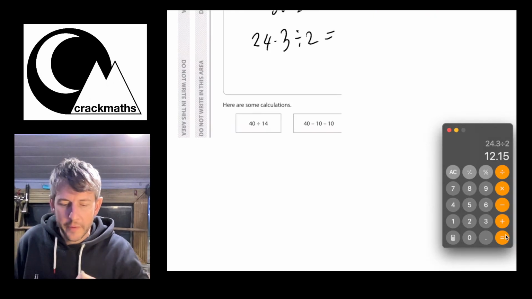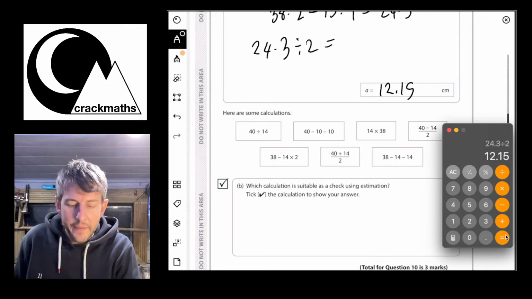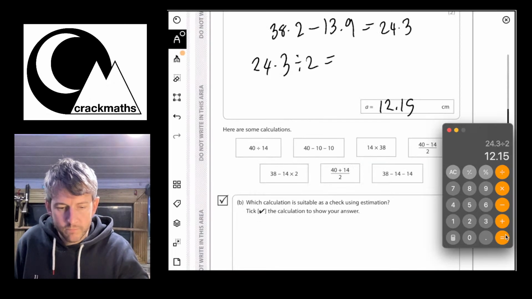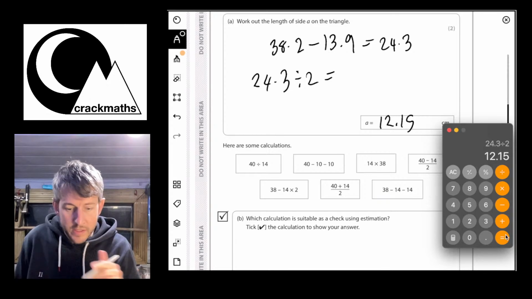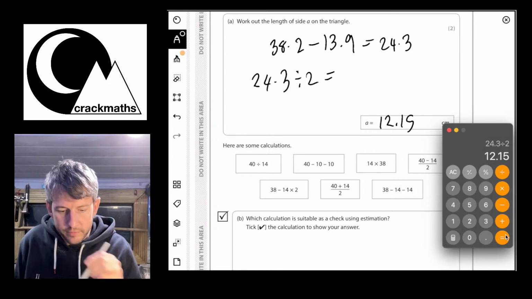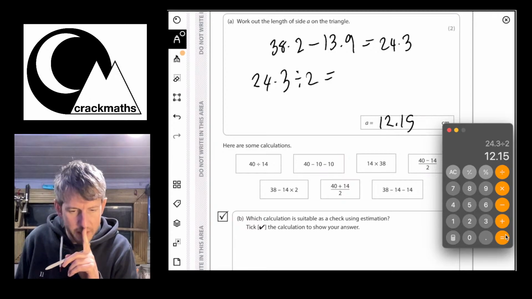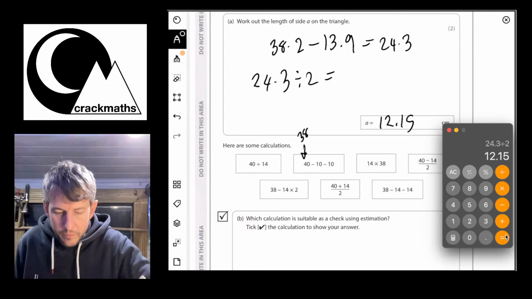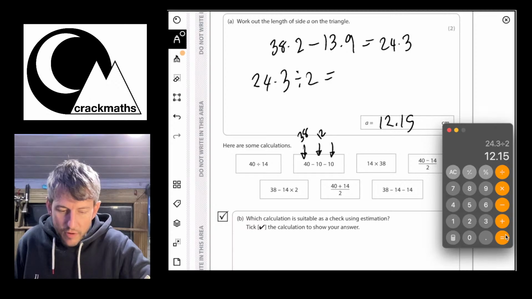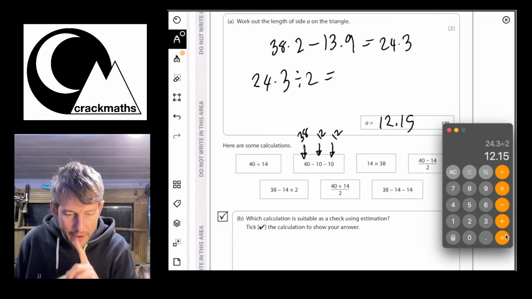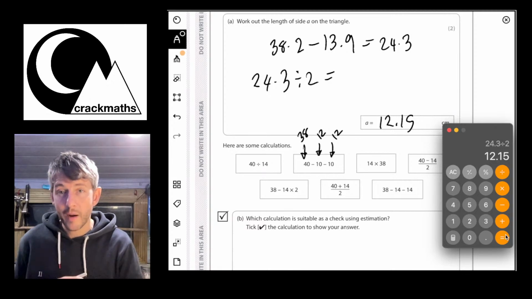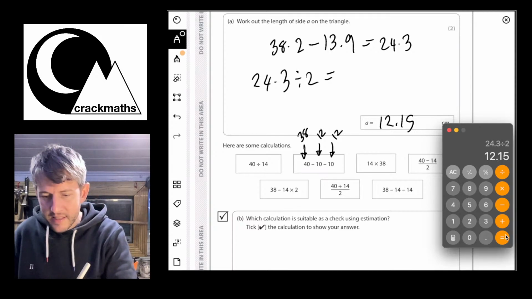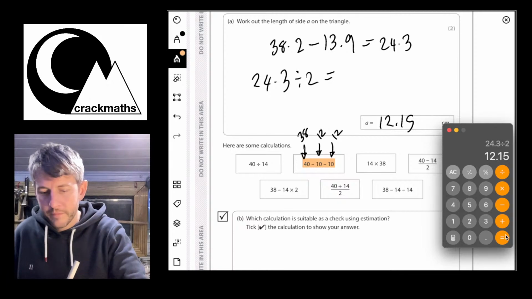Okay, let's have a look at the next part. Here are some calculations. Which calculation is a suitable check using estimation? So let's have a look at what we did. So I would say that this one is a good one. Oh no, is it 40 minus 10 minus 10? Yes, that is, because basically this is roughly 38, this is roughly 12, and this is roughly 12. So this would be an appropriate calculation where all of the things have been rounded to one significant figure. So we'll say it is this one here and give that a tick.